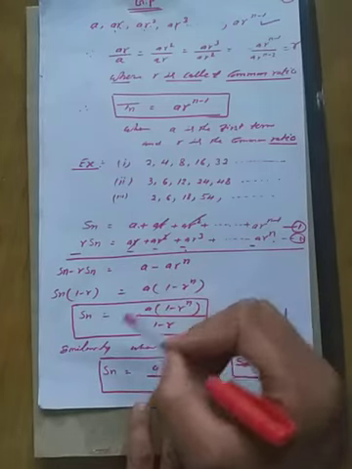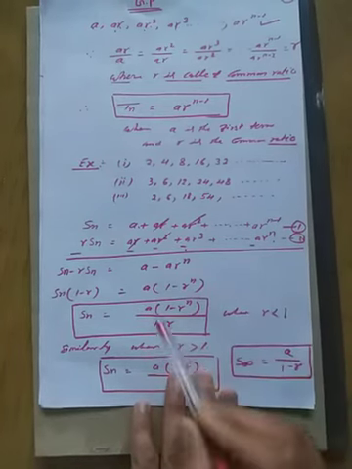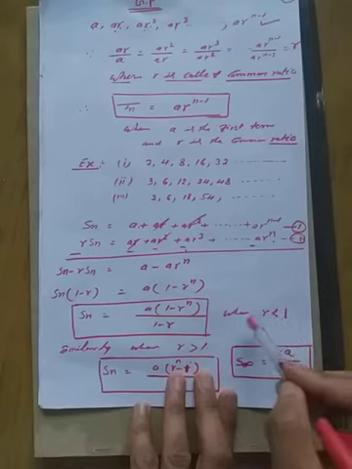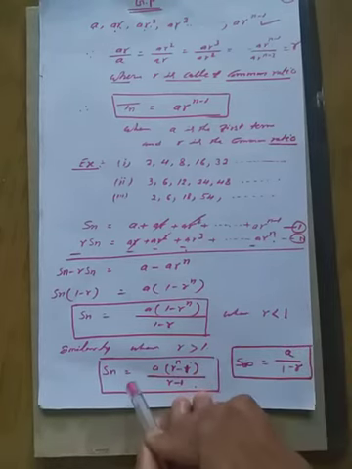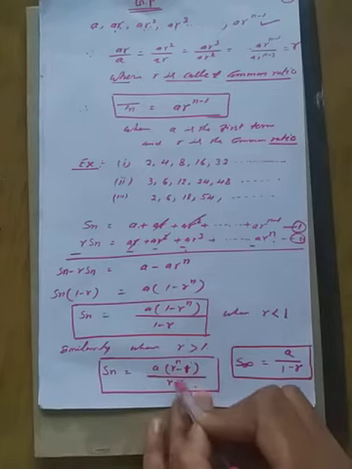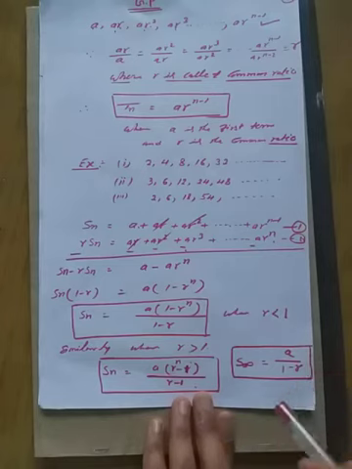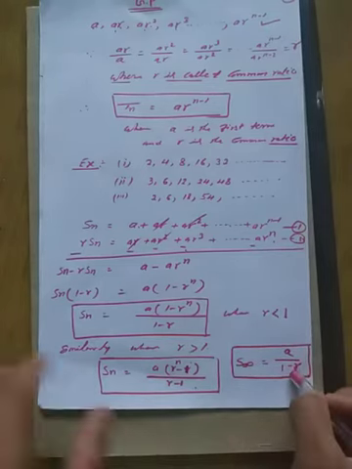A will be common, therefore Sn equal to a into 1 minus r to the power n upon 1 minus r, where r is less than 1. Similarly, when r is greater than 1, Sn equal to a into r to the power n minus 1 upon r minus 1. If the number of terms are infinite, then its sum to infinity will be equal to a upon 1 minus r.